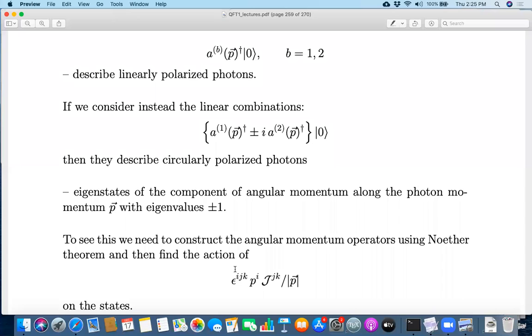But whichever direction you take, a spin J particle will have all angular momentum components between J and minus J. Yeah. So here we are getting only 2 values, plus or minus 1. So in this sense, you can ask, how can it be spin 1? Because spin 1 should also have allowed the 0 component.